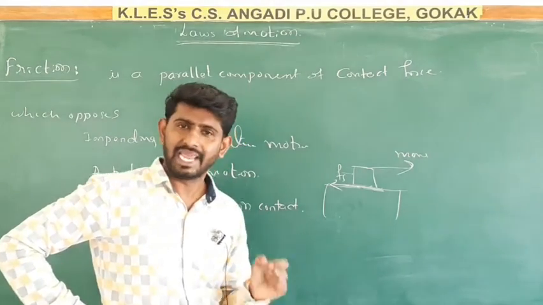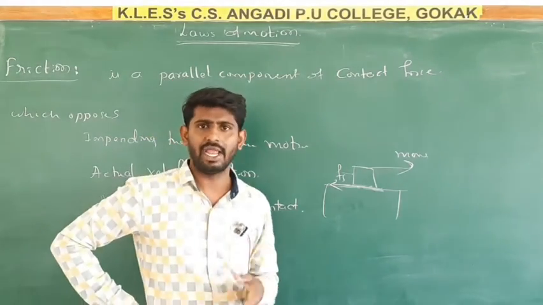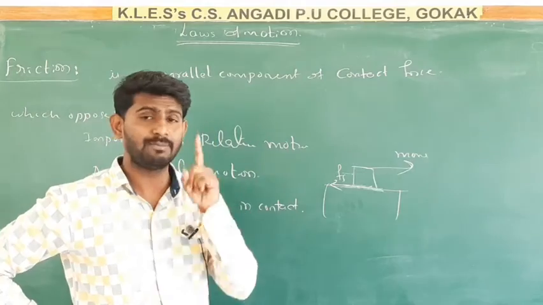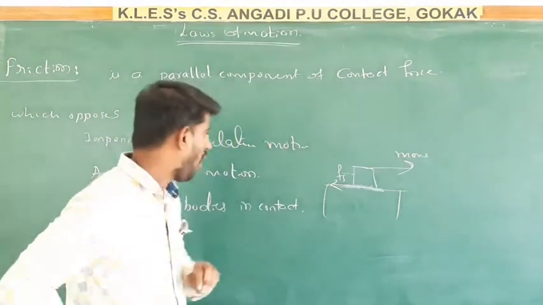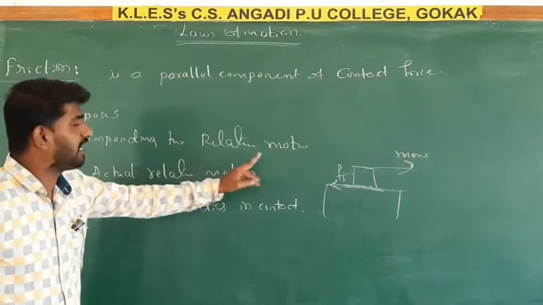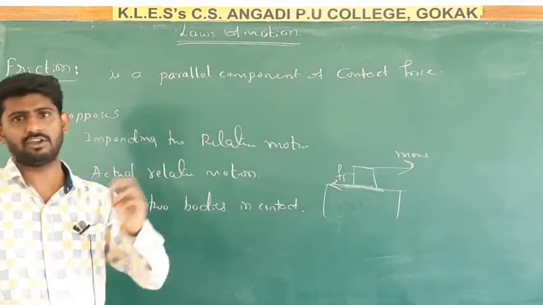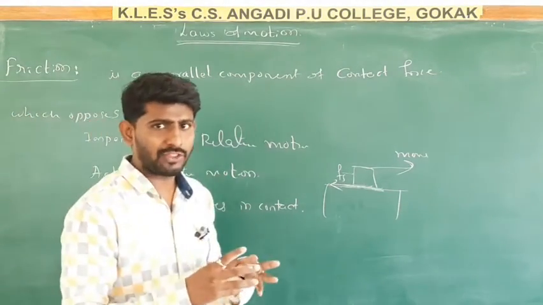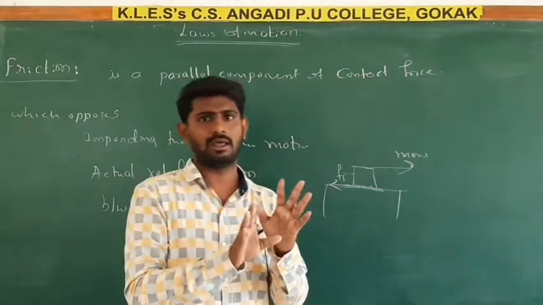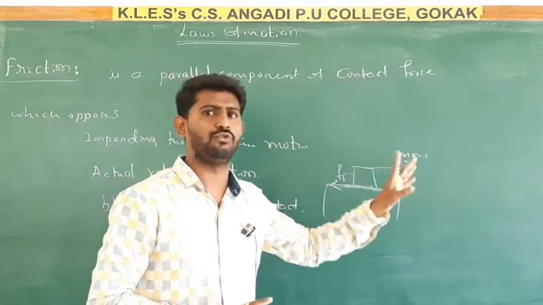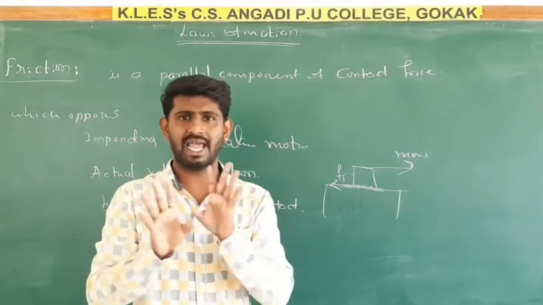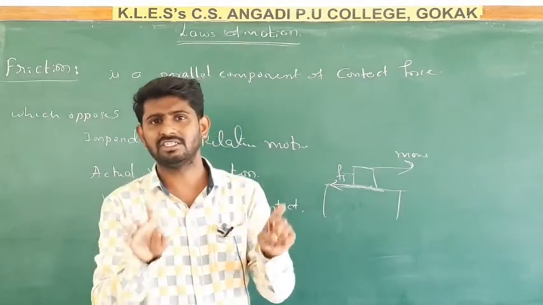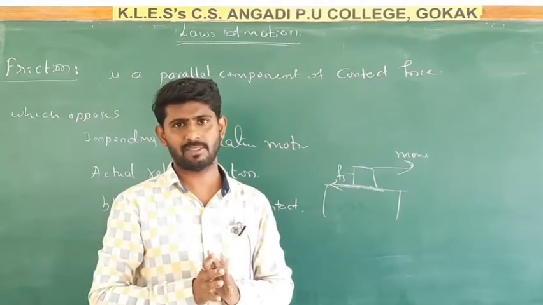What it does, what is the effect, what is its significance? It always opposes relative motion or impending relative motion or tendency of relative motion. Okay, it exists between the two bodies which are in contact, and it is always in a horizontal direction to that surface. Is it clear?